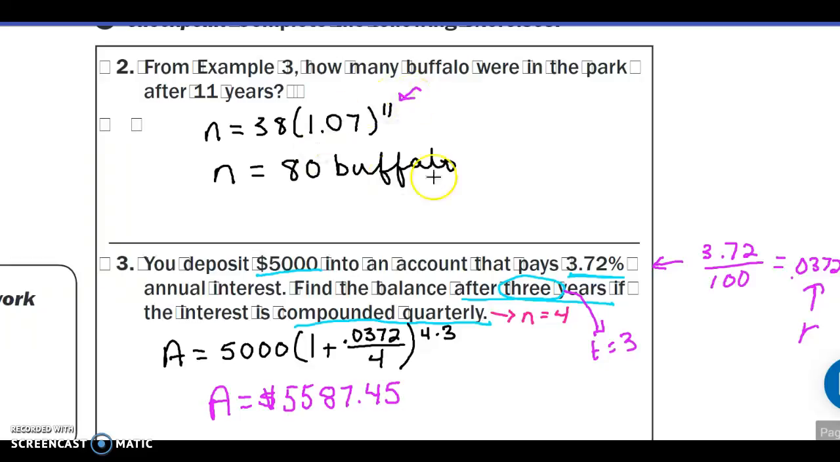For the compound interest problem, there's a few things I wanted to point out. Remember that 3.72, we change it to a decimal. You can put that in your calculator and divide by 100. Percent means per 100, so divided by 100 to give us that 0.0372, which then is our R, our interest rate. It goes in the numerator inside the parentheses. It said to find the balance after 3 years, so our T now is going to be 3. And it said that the interest is compounded quarterly, so our N is going to be 4.